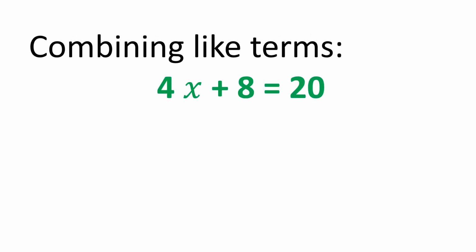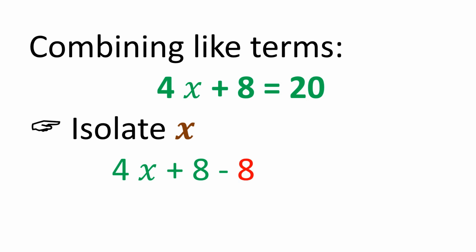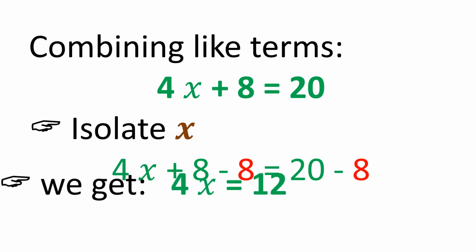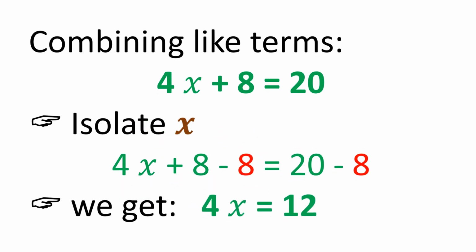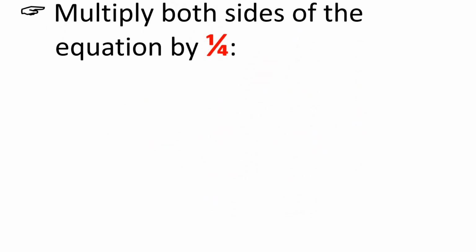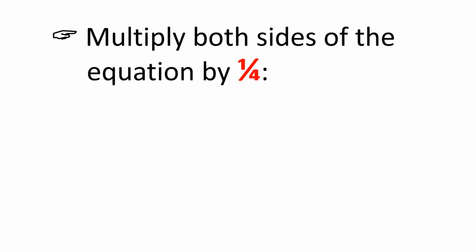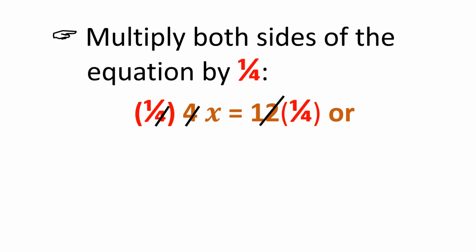Next, isolate x on one side of the equation by subtracting 8 from both sides. 4x plus 8 minus 8 equals 20 minus 8. Simplifying the terms, we get 4x equals 12. Finally, we solve for x by multiplying both sides of the equation by 1/4. We get x equals 3 and check your answer.